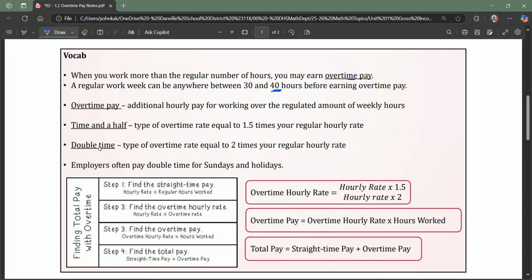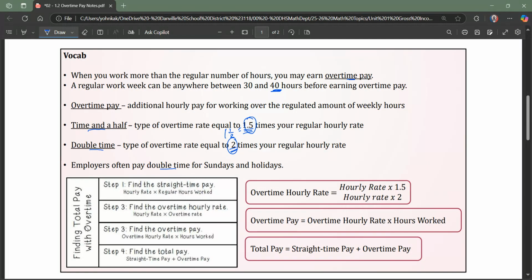There are two types of overtime that we're going to talk about today. The first one is called time and a half. This is a type of overtime rate equal to 1.5 times your regular hourly rate. That's time and a half. So 1 and 1/2 is how you get the 1.5. Double time is the other type of overtime, and this type of overtime rate is equal to 2 times your regular hourly rate. So we have 1.5 times and 2 times your regular hourly rate. A lot of employers often pay double time on Saturdays or on Sundays and on holidays. Again, each place is different, so wherever you work, find out their rules.